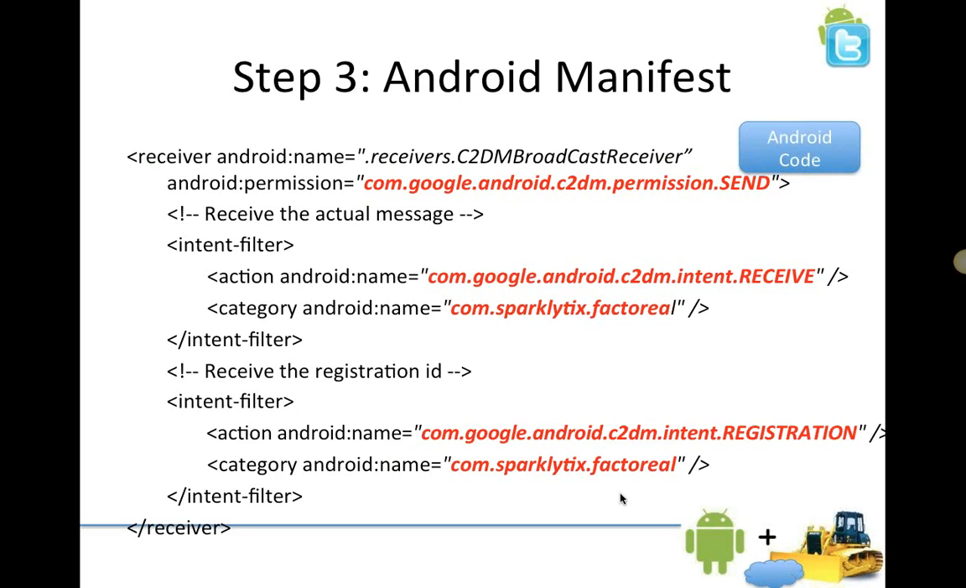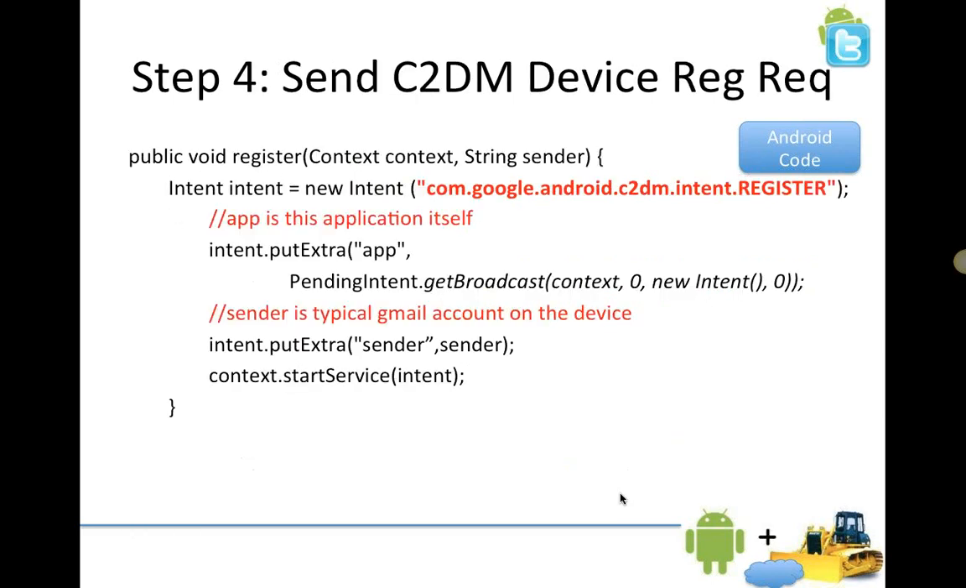Now, when the application launches, this is again Android code. I marked it specifically, what is Android code and what is server code. Here I'm sending an intent saying that I want to register to C2DM, the application is myself, and the sender is the Gmail account of the device. And I want to launch this particular service. This sender can be received from the Android API itself. So you can get the identity of the user from the Android API itself. There's a provision for that, so you don't have to hard code this.